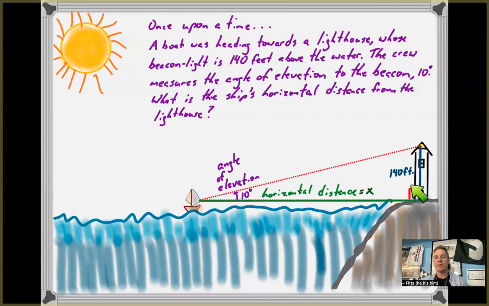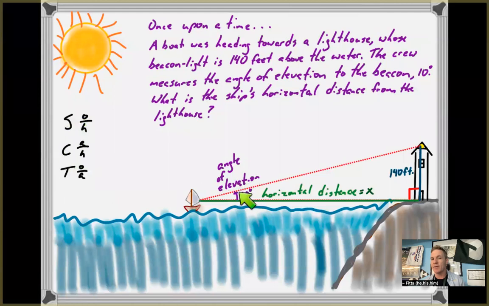And this is a right angle, so this is a right triangle problem. This is a trigonometry problem, so let's set it up. Don't forget SOHCAHTOA. Sine equals opposite over hypotenuse. Cosine equals adjacent over hypotenuse. Tangent equals opposite over adjacent.